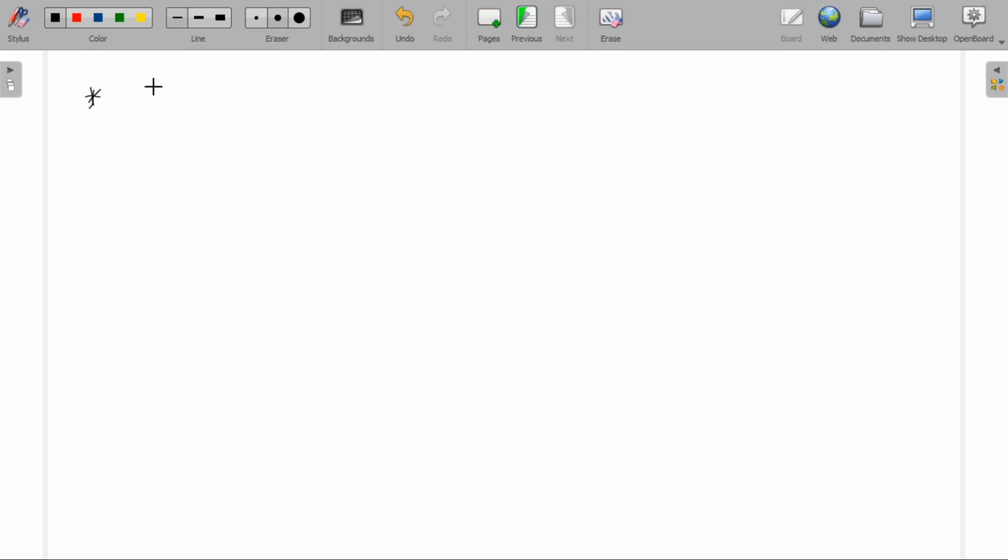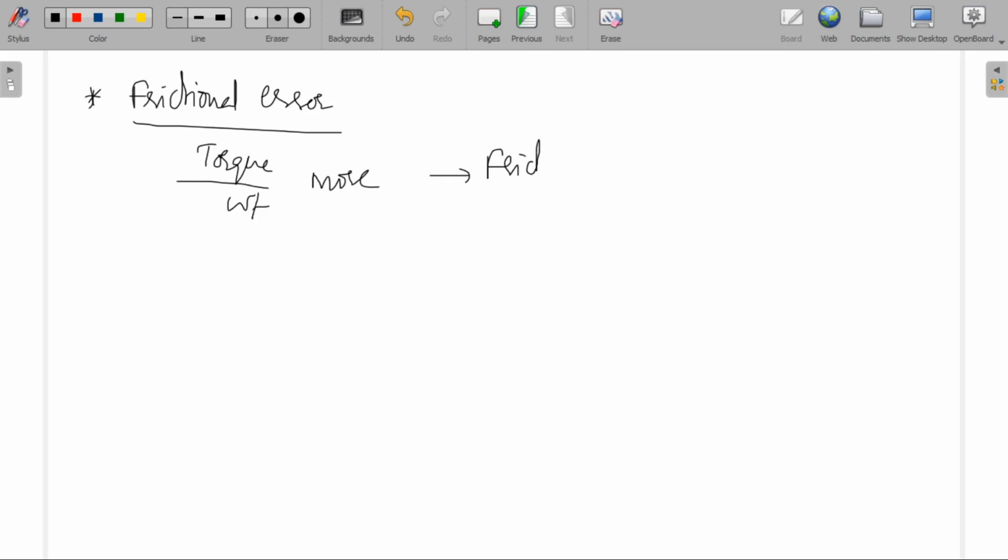Okay, coming to some more errors which are present in this instrument. Frictional error. Anyhow, pressure coil is having more number of turns in this instrument. So anyhow, this frictional error is depending upon the ratio of torque to weight, right? It is the ratio of torque to weight. If the torque to weight ratio is more, means frictional error will be less. If it is more, means it is less, right?